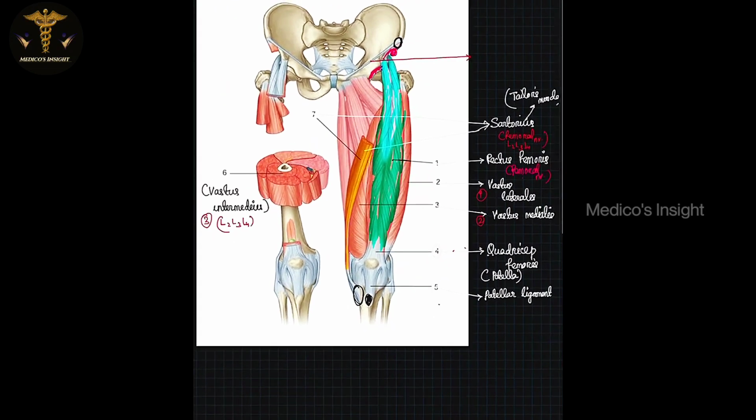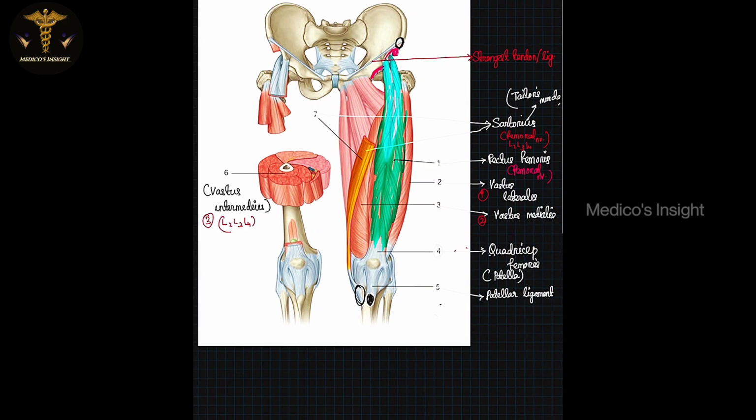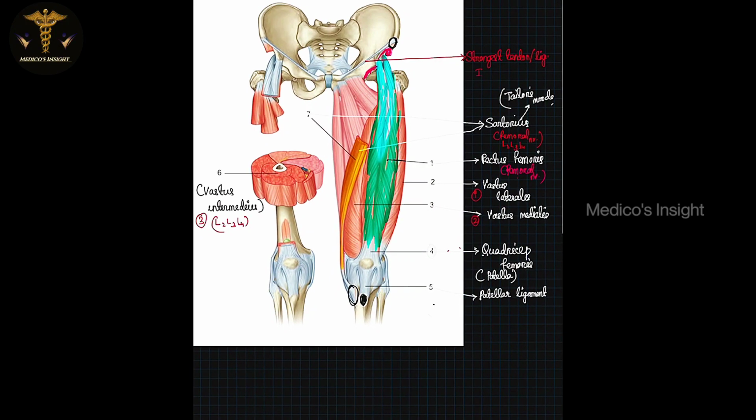And this one strengthens the hip bone. That is the longest and the strongest tendon of the body, strongest tendon or ligament. Okay, the strongest ligament of the body is known as the iliofemoral ligament, or it is also known as the ligament of Bigelow.